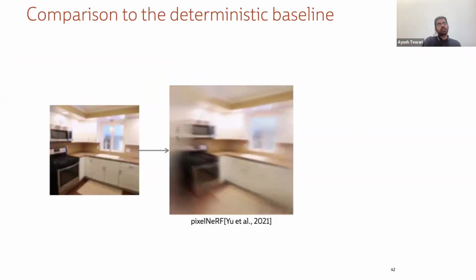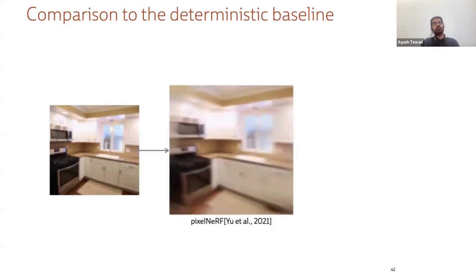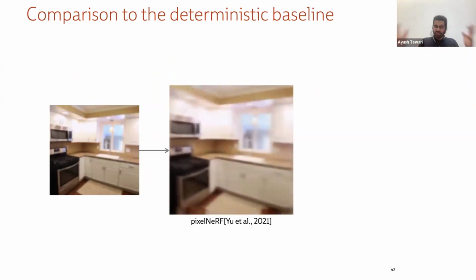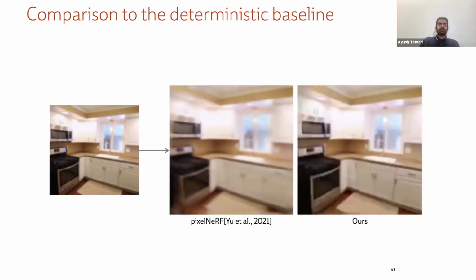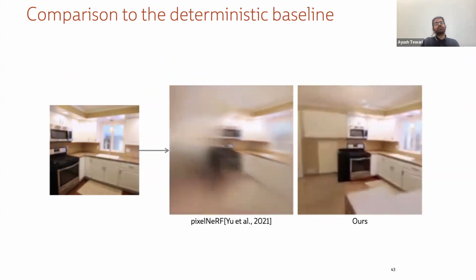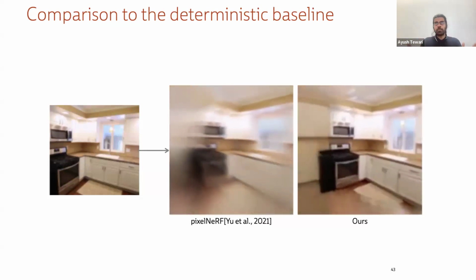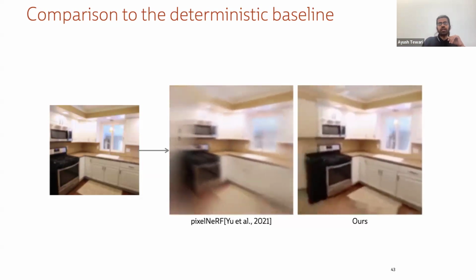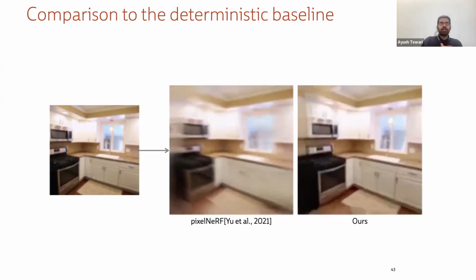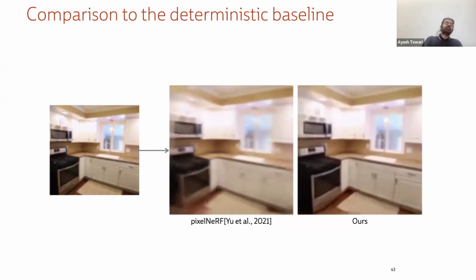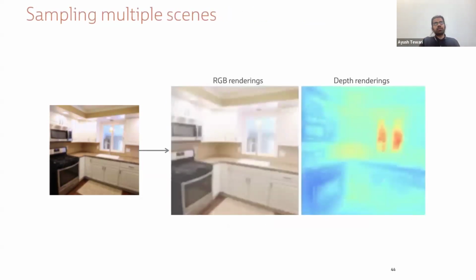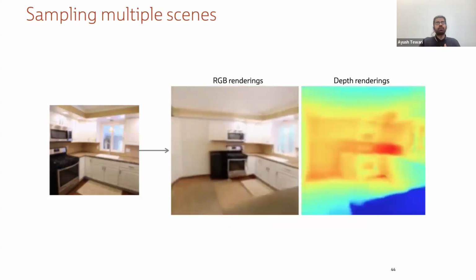So this was the deterministic result I showed you earlier, which was pixelNeRF, where visible parts look okay, the other parts don't look good. And this is what our results look like. So we recover the distribution. This is just one sample from the distribution. And you can see that it's not as blurry as the result you saw in pixelNeRF. It's a reasonable looking scene that is sharp. Because we have the distribution, we can look at multiple samples.